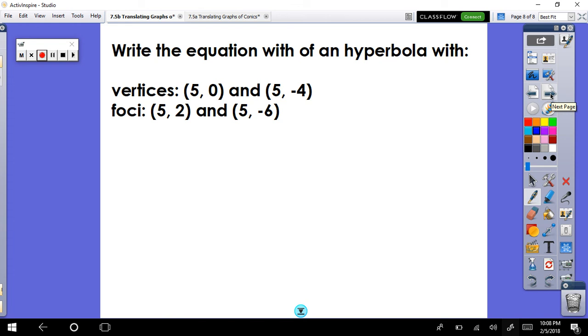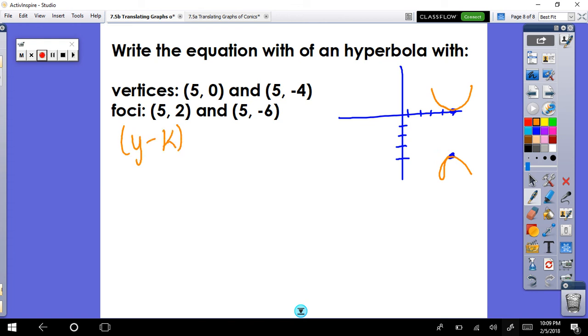Okay, so that's a quick one. This is a hyperbola. We have vertices at 5, 0 and 5, negative 4. Since these are my vertices, that means that this hyperbola must be opening up and down because these are vertical vertices. That makes sense. So that means we're going to have y squared over a squared minus x minus h squared over b squared equals 1.